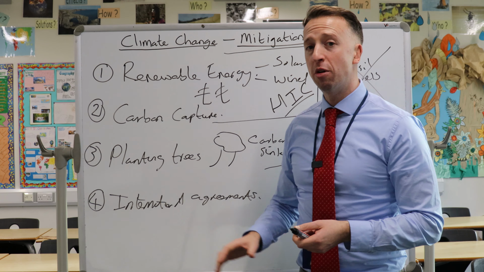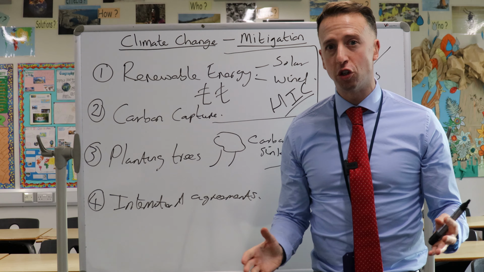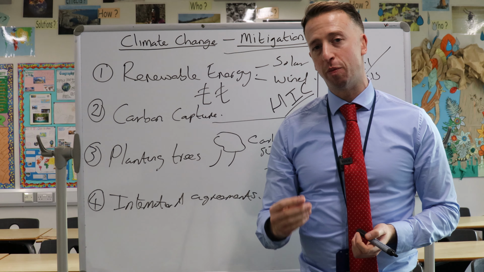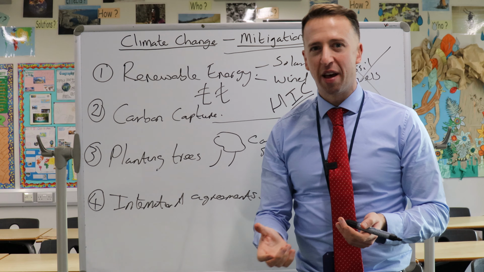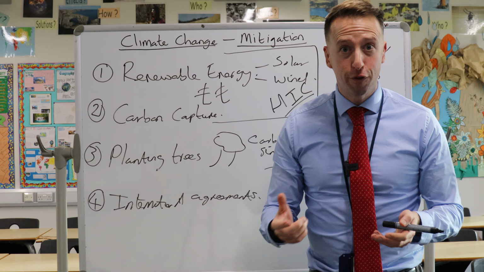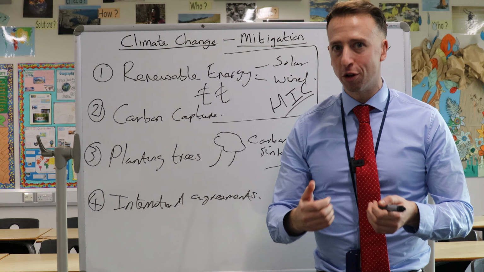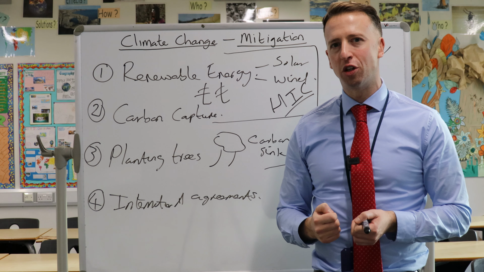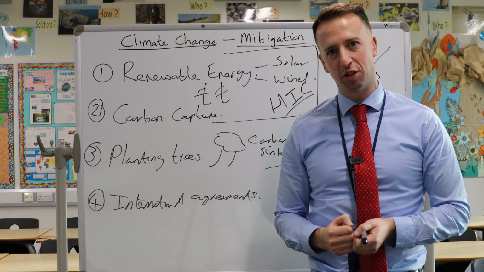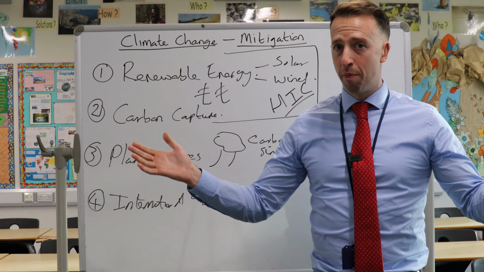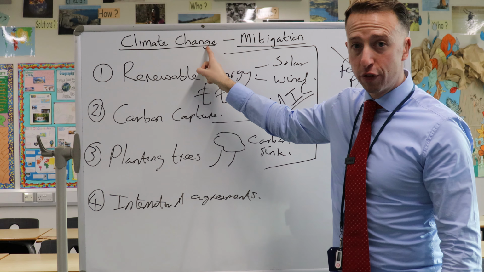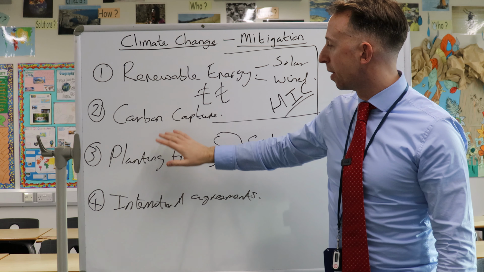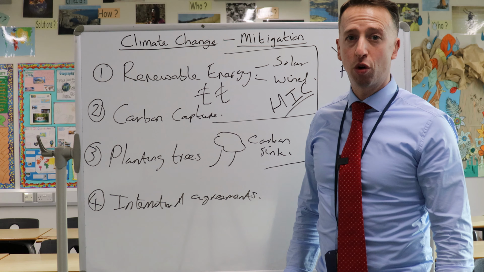Now, international agreements, of course, is going to involve all countries that are willing to participate in this strategy. And of course, there lies the flaw. Not all countries want to participate, and not all countries are going to sign up to certain targets. But there we have it. Mitigation strategies for climate change, there's 4. Renewable energy, carbon capture, planting trees, and international agreements.